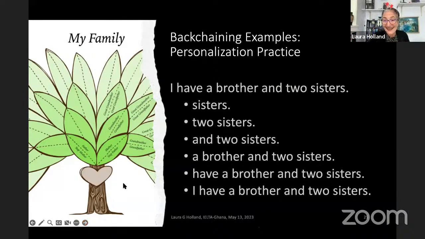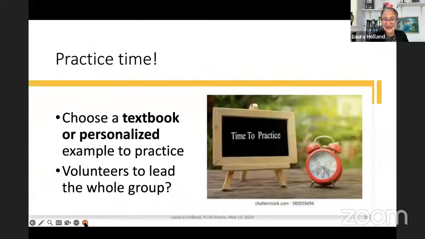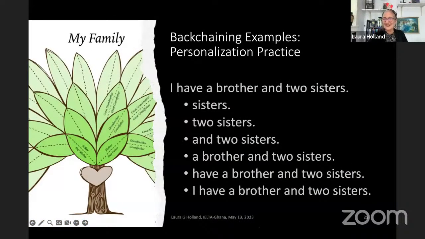Okay, now here's my question for you. Practice time here. Is there anybody here who wants to try to be me, to lead this now? You be the leader of it. Anybody want to try? Who wants to try?